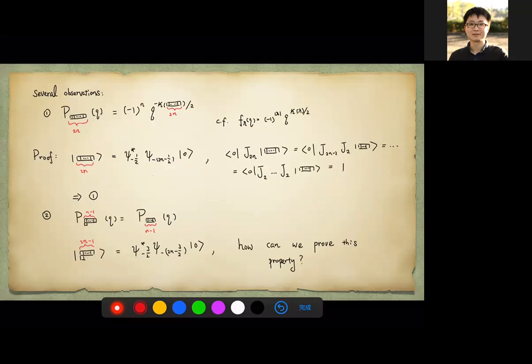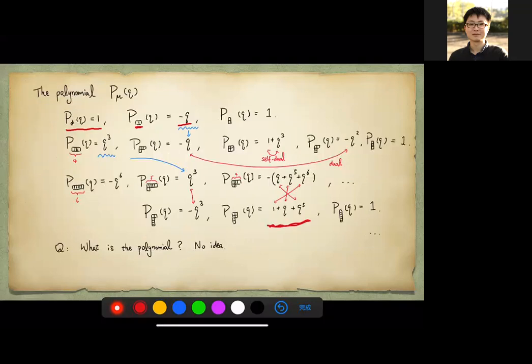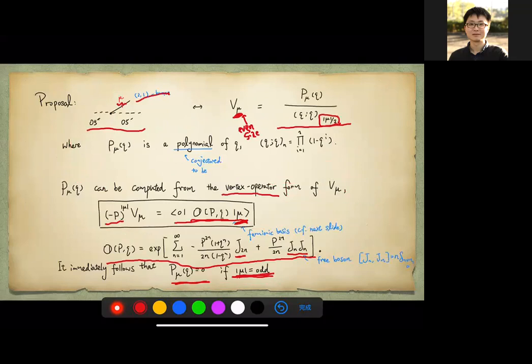For example, if all the boxes lie in just one row, then it can be easily calculated in this way. And actually, we can use the special property of the fermionic basis like this to even prove this formula from the vertex operator expression proposed here.